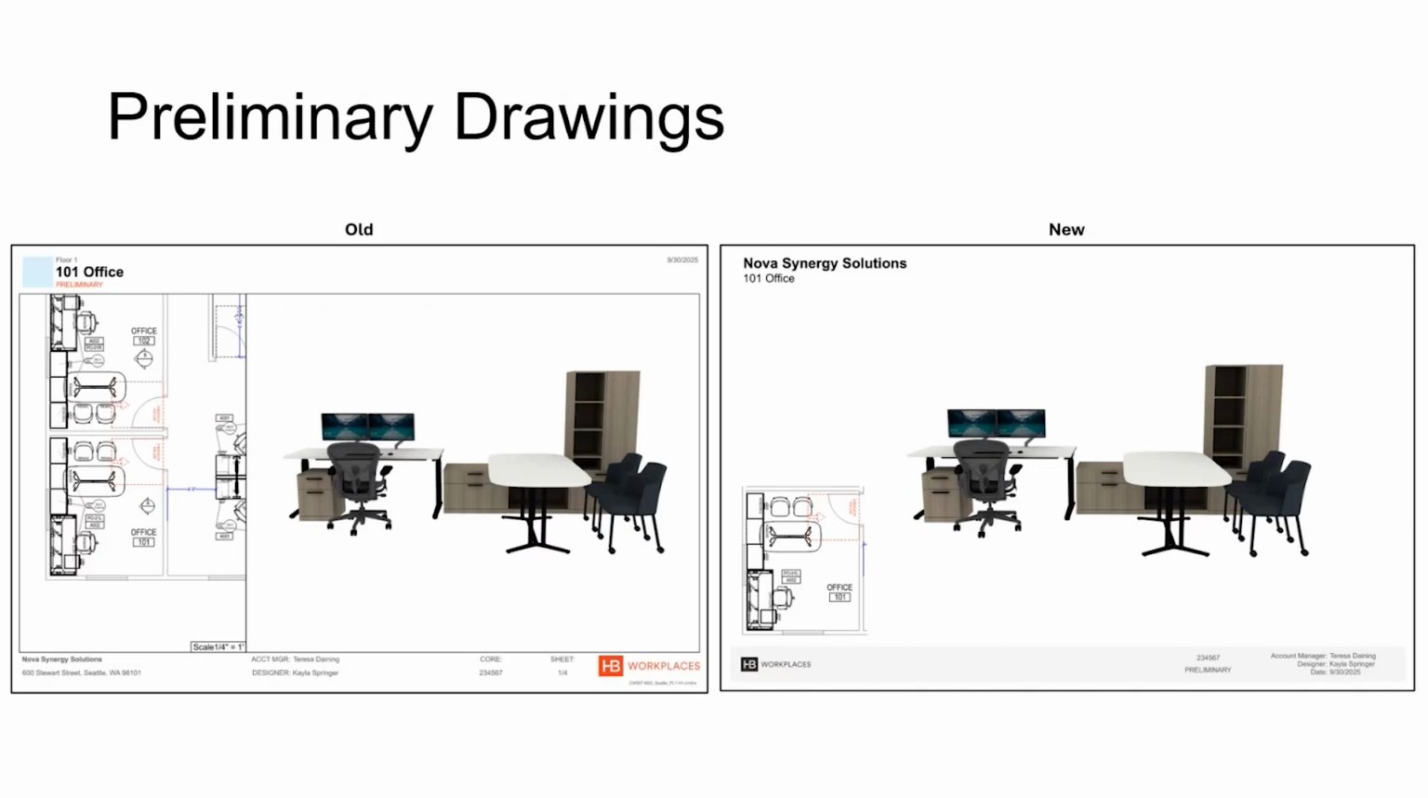So here's a side-by-side comparison of our old preliminary drawings compared to our new drawings. Starting on the top left-hand corner, we removed the floor number and the colored scope box, and then we also relocated the drawing phase note. We noticed that the floor numbers were often forgotten to be updated by our designers, and they just weren't needed. So we got rid of those.